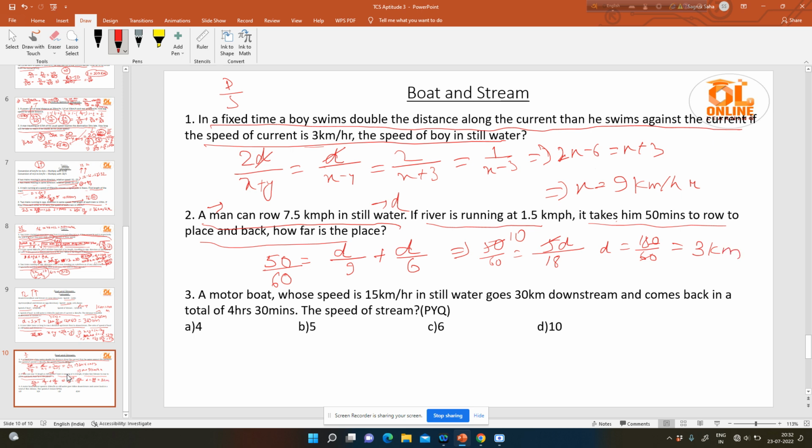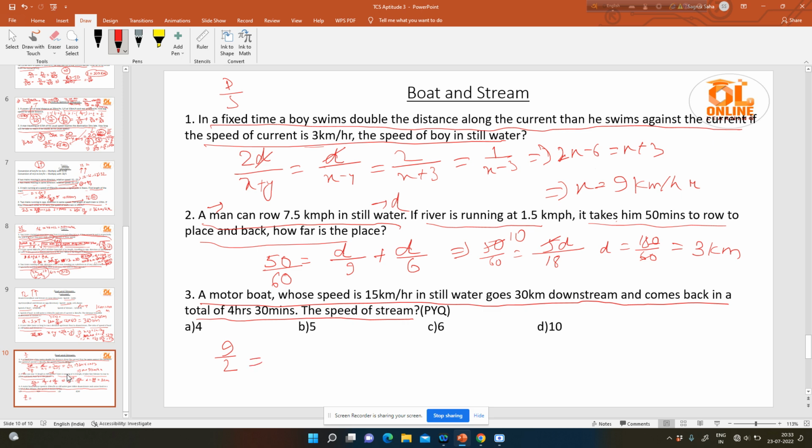Hope you have understood. Okay, so a motorboat whose speed is 15 kilometer per hour in still water goes 30 kilometer downstream and comes back in a total of 4 hours 30 minutes. What would be the speed of the stream? Again, same type of question. It covers the total distance in 4 hours 30 minutes. So we can consider 4 hours 30 minutes as 9 by 2 hours, right?